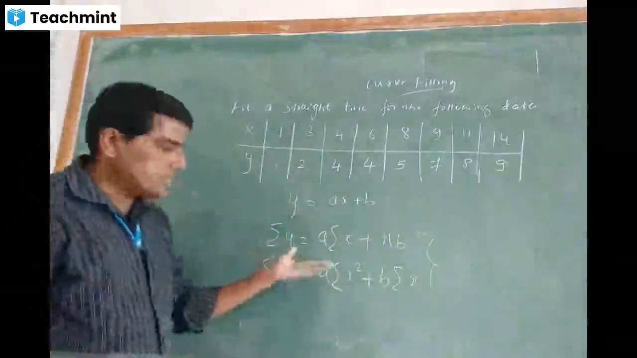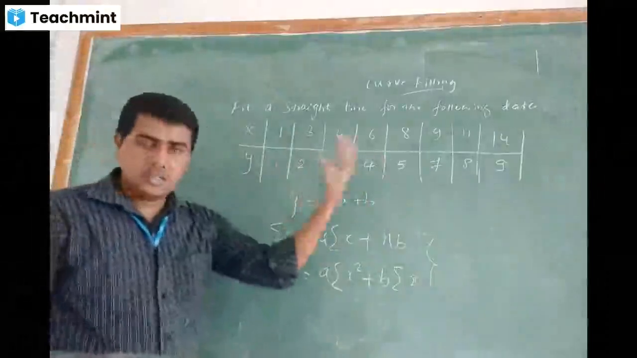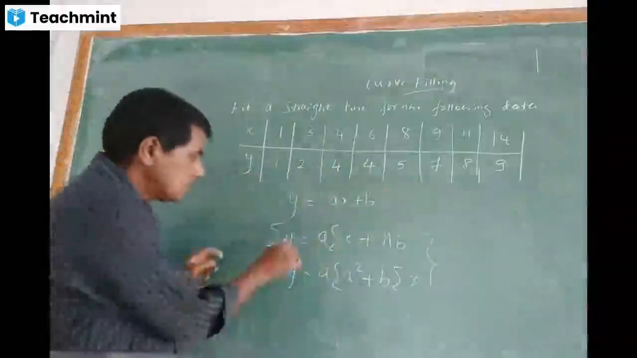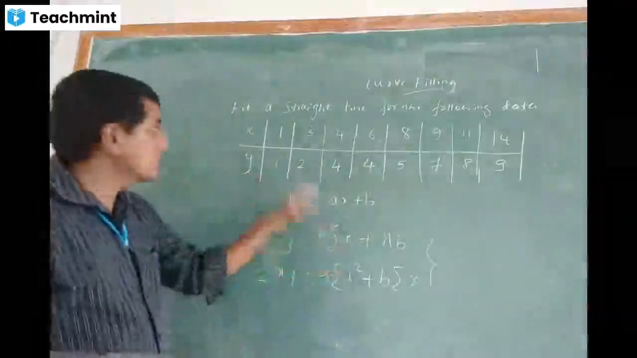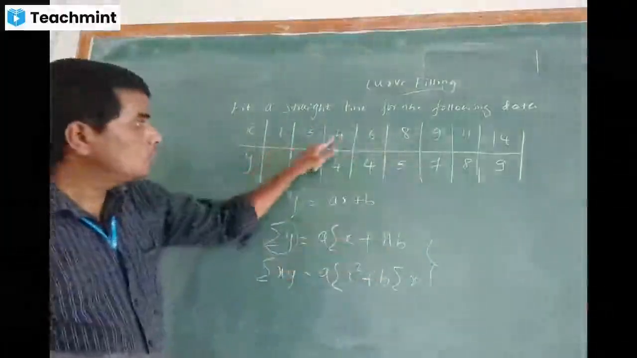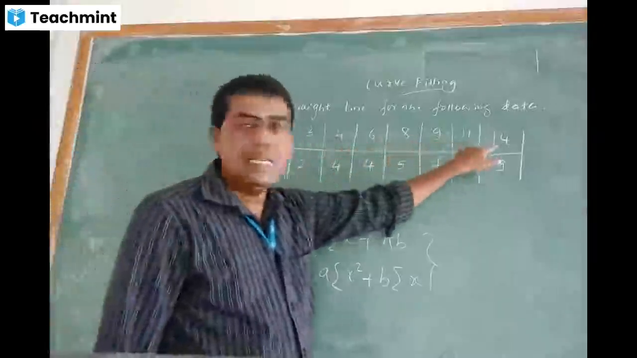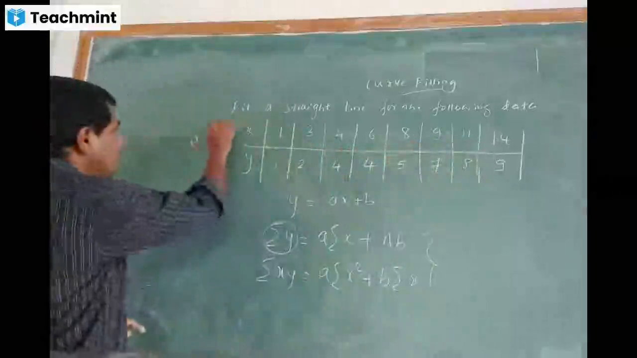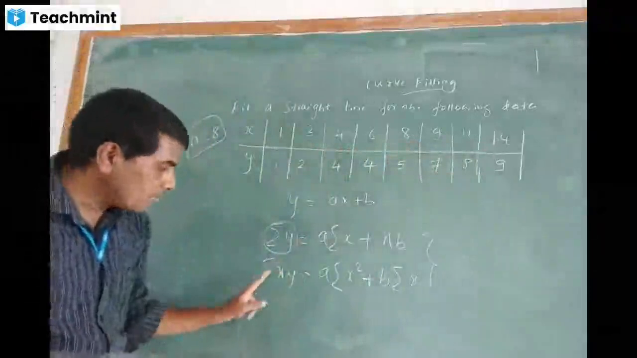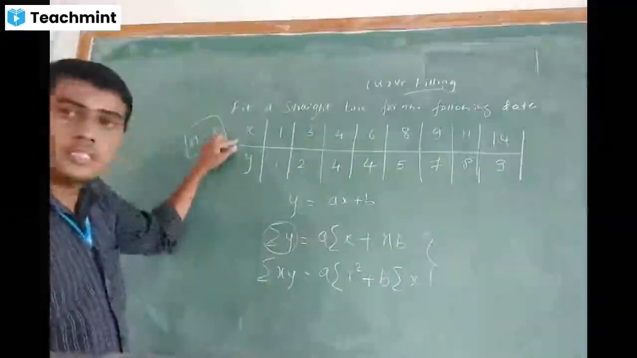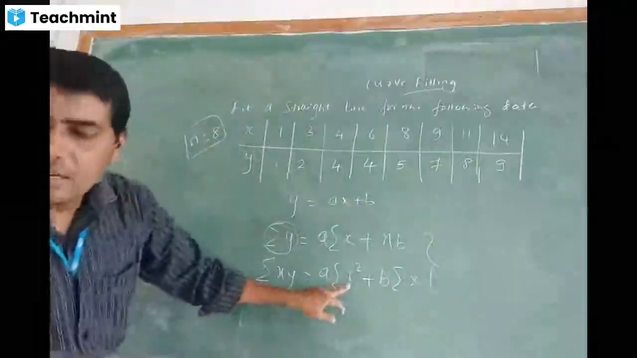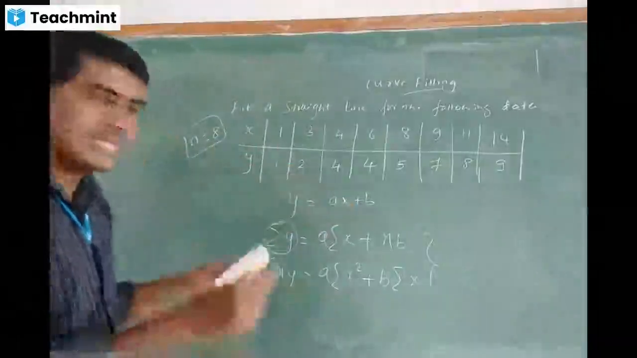Next, with respect to these normal equations, we have to construct the columns. Addition of the y values gives summation y. Next, summation x, the addition of the x values. Next, the number of observations: 1, 2, 3, 4, 5, 6, 7, 8, so n is equal to 8. In the second normal equation, there is summation x into y, the multiplication of these two, so I have to create a column for it. Next, I will also create a column for x square. Is it clear? Now I am going to change the format of the table.